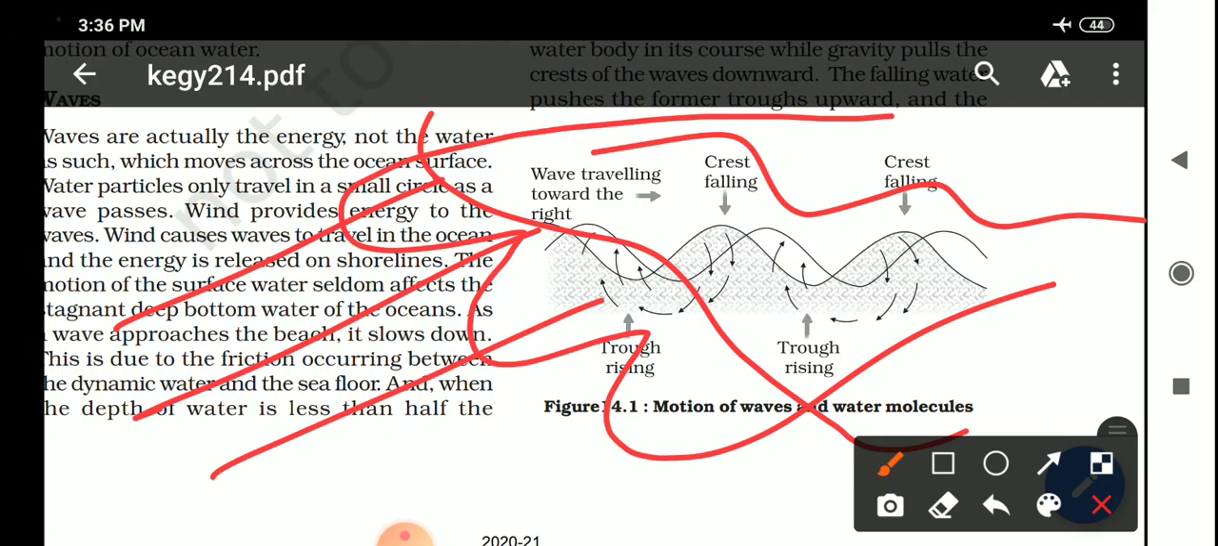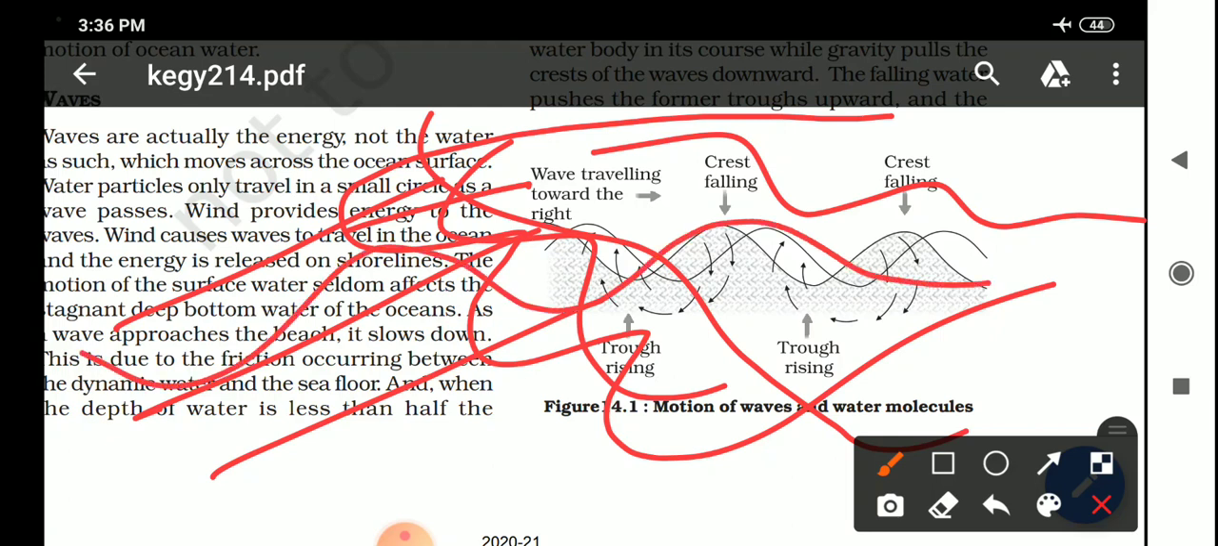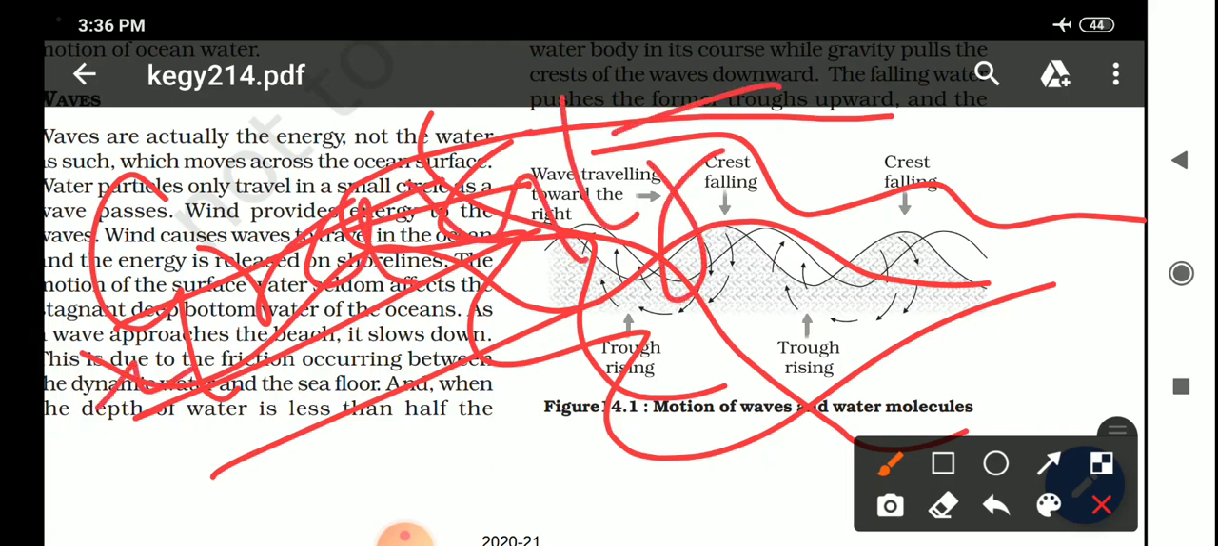Waves finally slow down and decay, and that's how we understand waves. These wave movements are in a circular fashion. There are two forces. One pushes the waves downwards. It is gravity. What does it call? The first force, which pushes the waves to the downwards, is gravity.